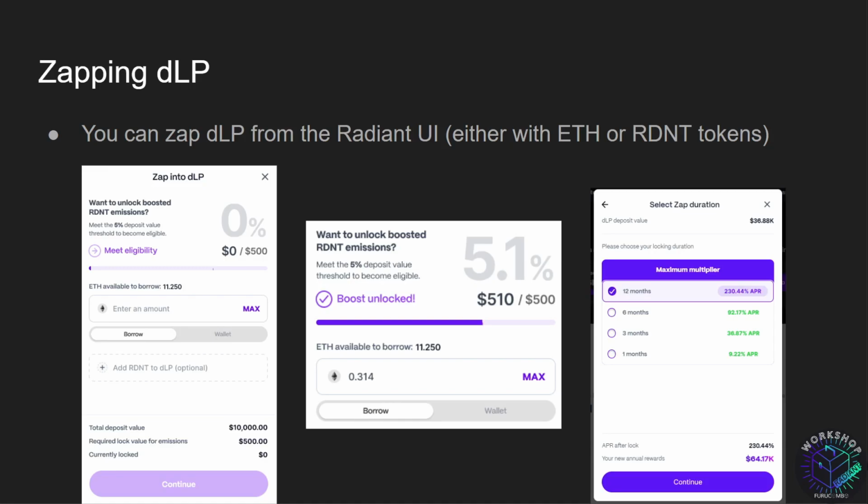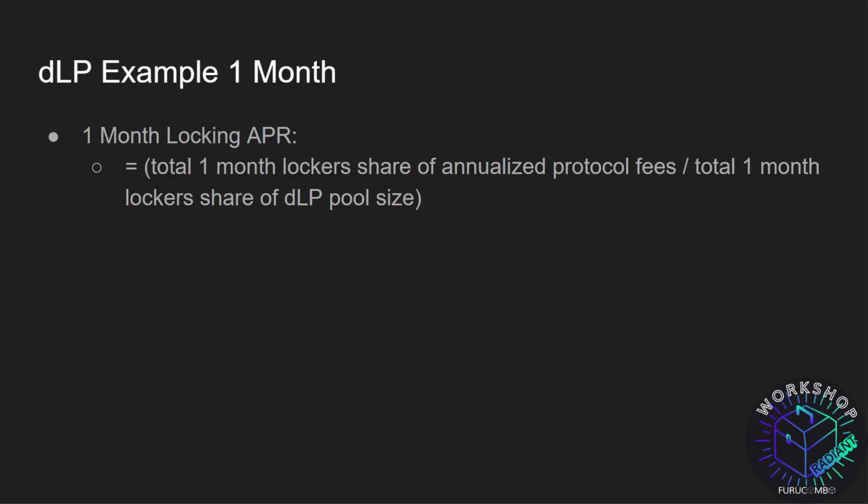So you can lock your DLP anywhere from 1 month to 12 months, 12 months being the longest. And the 12 months will give you the largest boost on your multiplier, the largest chance to earn the boosted emissions. So for example, for 1 month locking APR, the calculation is the total 1 month locker share of annualized protocol fees divided by the total 1 month locker share of the DLP pool size. So you're going to earn proportional to how many deposits others have also provided on that locker.